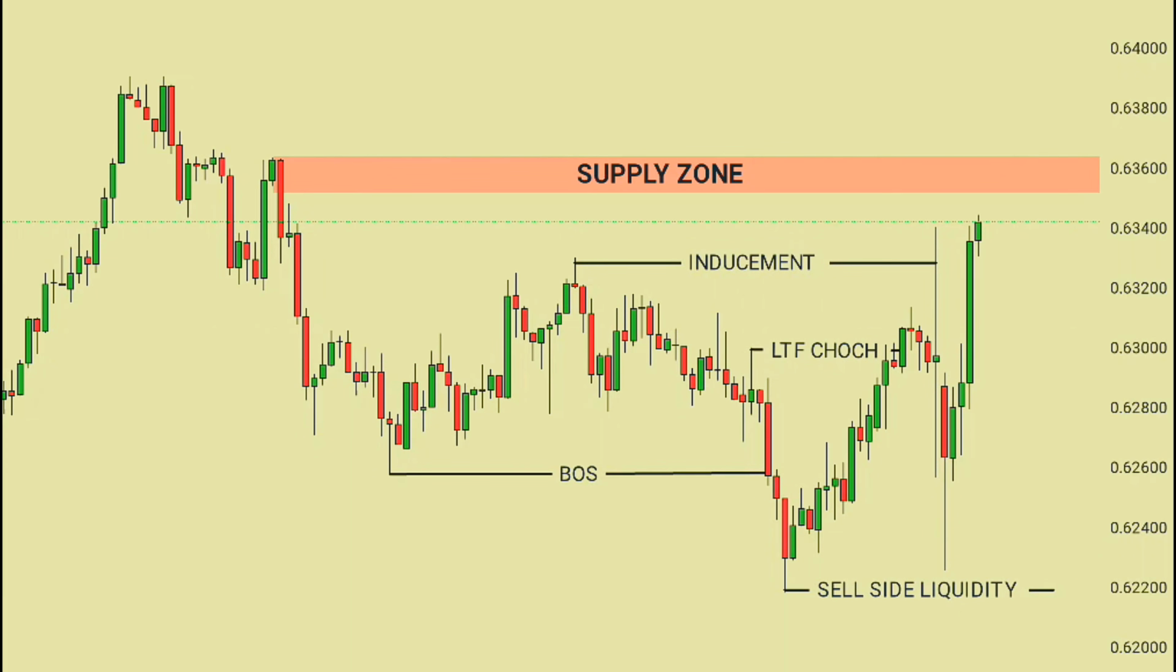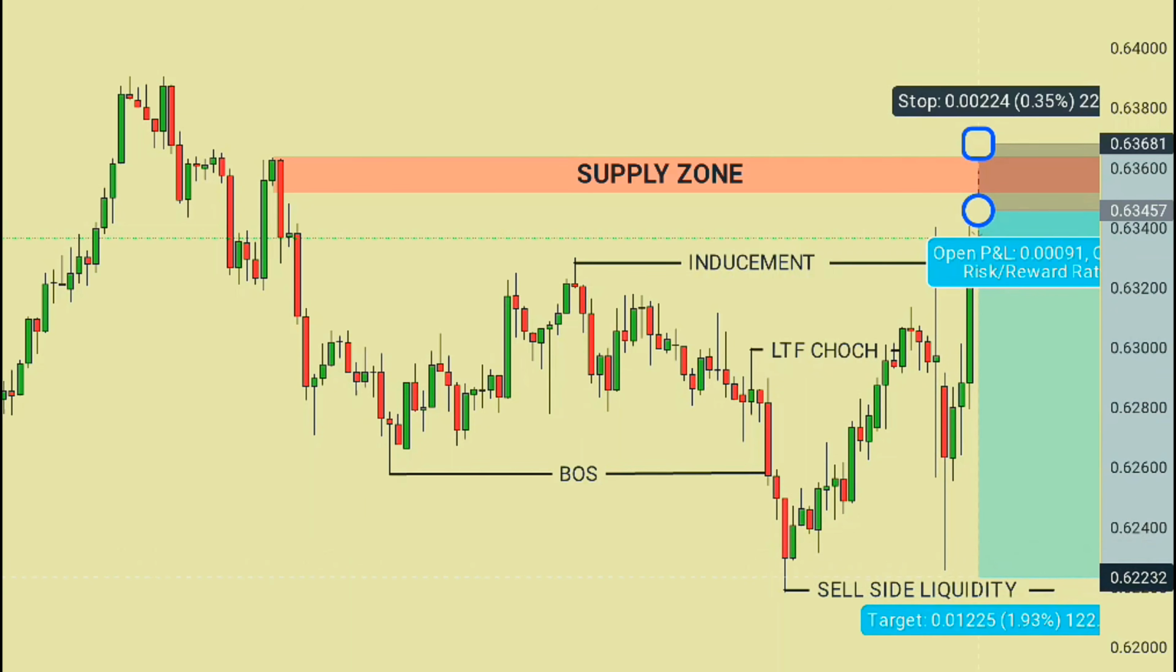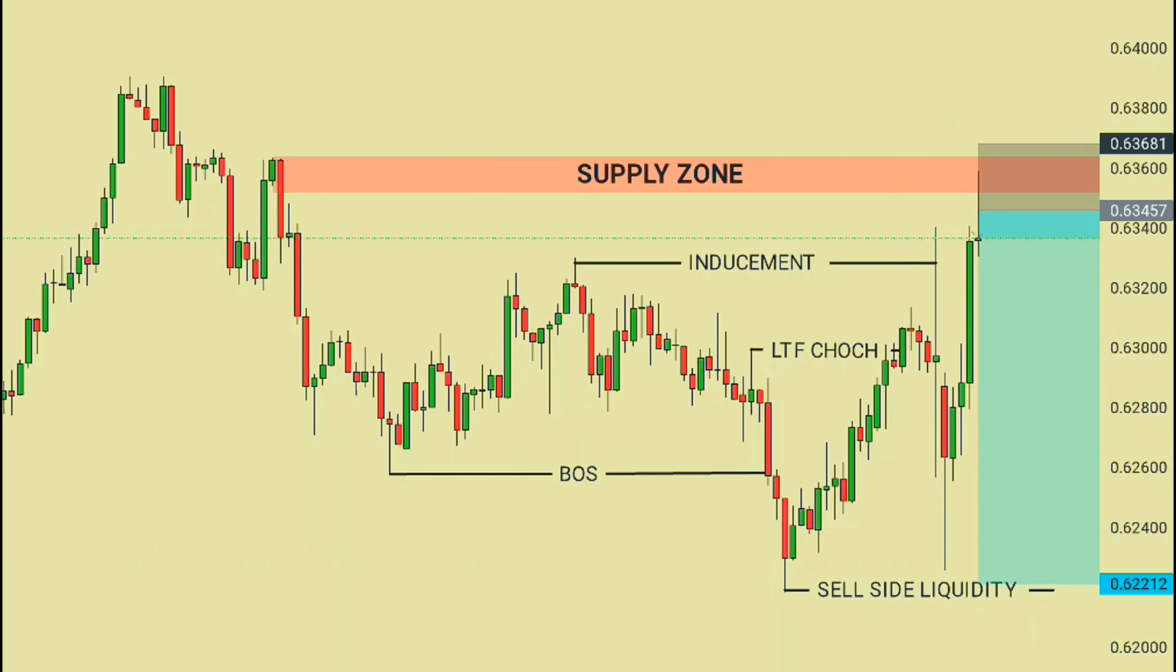As price moves back into the zone, this is where I enter the trade. The stop loss is placed just above the supply zone to protect the position, and the target remains the liquidity below the market. At this moment, everything looks perfectly aligned. The structure supports the trade, the supply zone looks clean, and the liquidity target gives a logical direction for price. But then something unexpected happens.